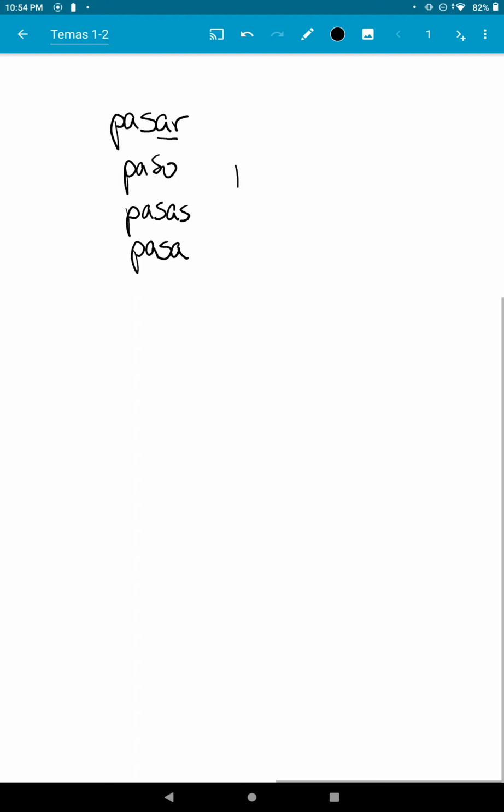So we're going to do another pass with these, with different verbs. So for the AR, we have pasar. So just try to say what you think it's going to be. So yo paso. Tú pasas. Él, ella, usted pasa. Nosotros pasamos. And then ellos, ellas, ustedes pasan. Good.